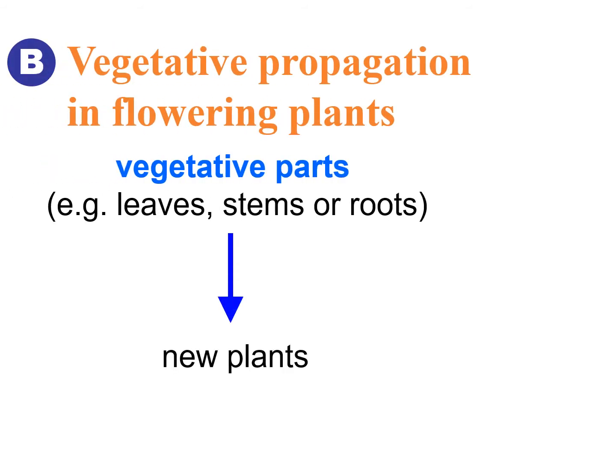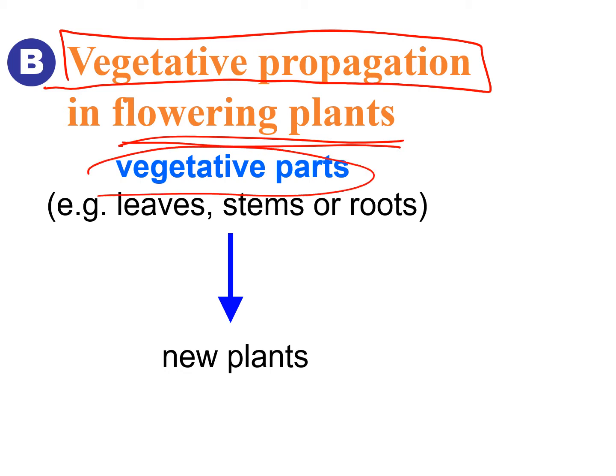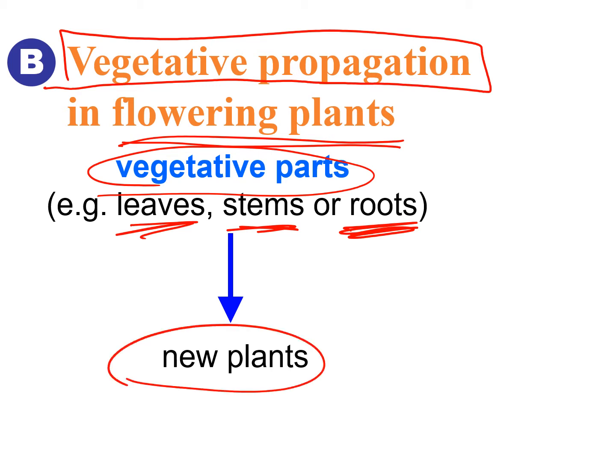There is another type of asexual reproduction, which is not related to bacteria. We call that the vegetative propagation in some flowering plants. Some plants have the vegetative part, such as the stem, the root, or the leaves. All those parts, if you cut them out and put them into the soil, can grow into a new plant. Now I'm going to show you some examples.